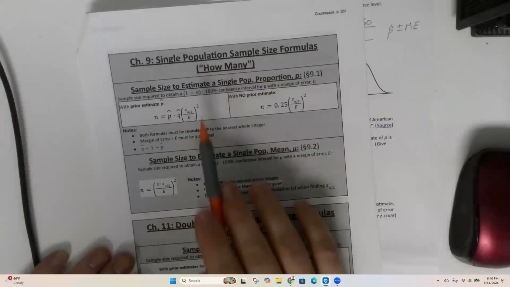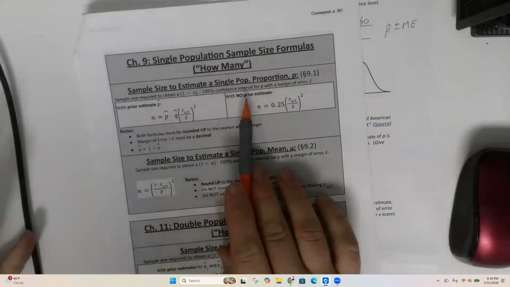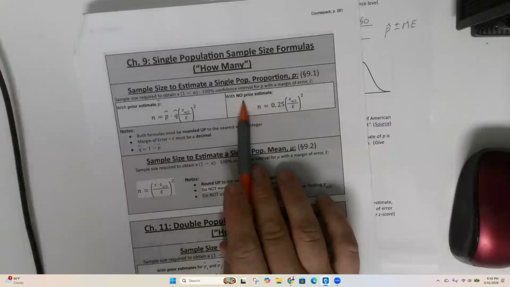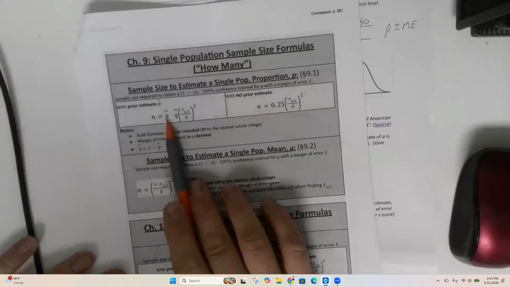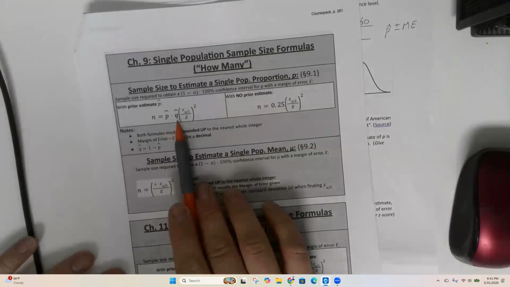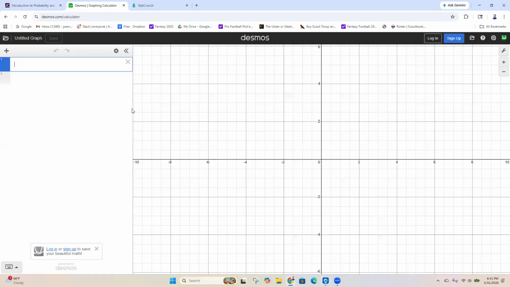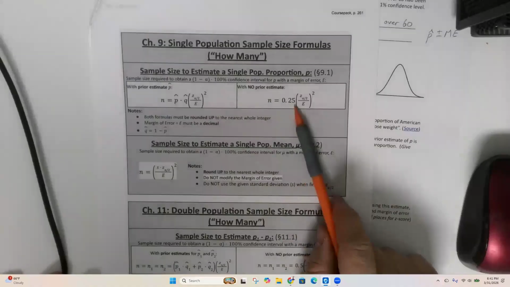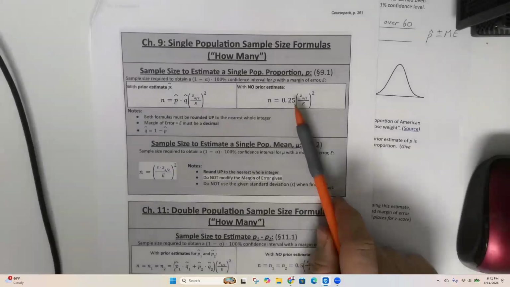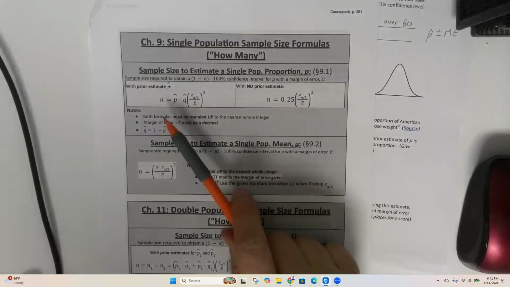So when you have no prior estimate, you have no guess, just pick a number in the middle. So right in the middle is 50%. If your p hat was 50%, that would mean your q hat is 50%. And what is 50% times 50%? Well, in your calculator, that is 0.50 times 0.50. It's 0.25. And that is where this 0.25 comes from: if you have no prior estimate, just pick a number in the middle. Pick 50% and use that for p hat and q hat, okay?